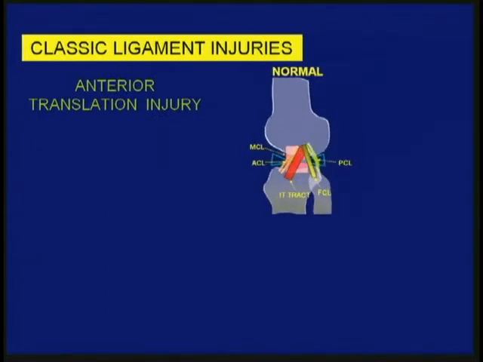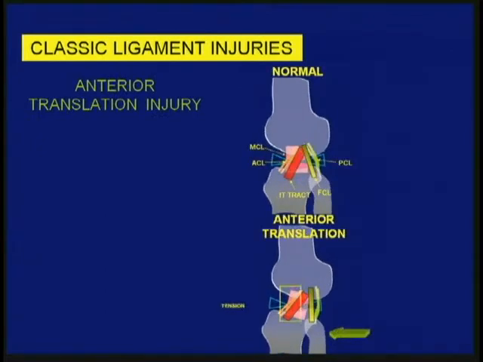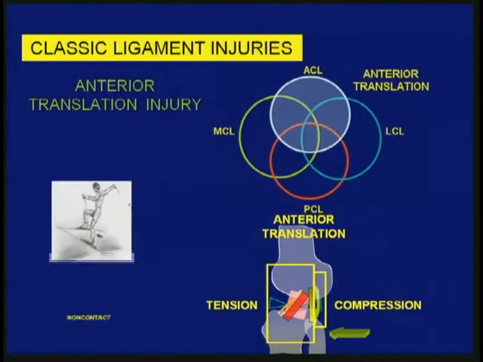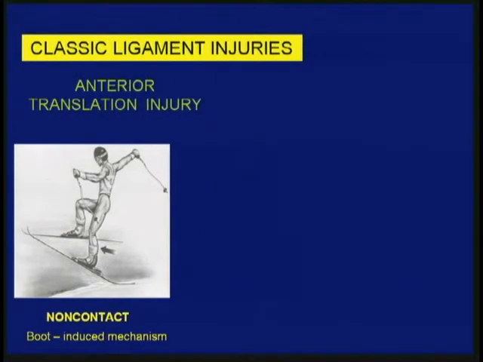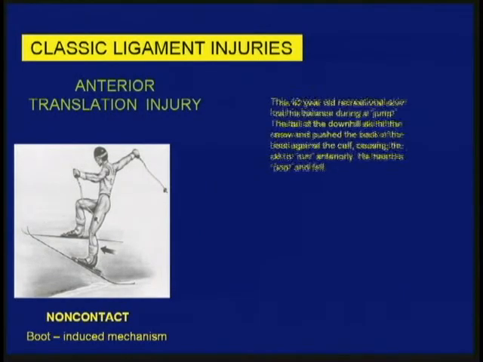The third of our scenarios, anterior translation, is a common mechanism of injury. Here we can see what happens. You have tensile injury in the anterior 2/3, compressive injury in the posterior 1/3. This explains tears of the ACL alone or tears of the ACL combined with injuries to the medial and lateral supporting structures. That's the classic mechanism with skiing. It's called the boot-induced mechanism.